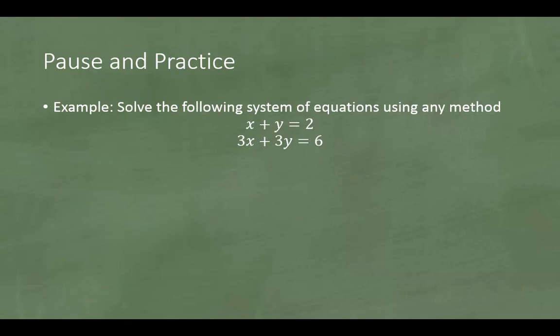So try this one on your own. Solve the system of equations using whichever method you want to. If you're going to use the substitution method, solve for y or x and substitute it into the second equation. If you're going to use the elimination method, maybe multiply the top equation by something. Maybe multiply it by what would give you the same value? -3, right? Or you can solve this using the graphing method. Graph x plus y is equal to 2. Graph 3x plus 3y is equal to 6. Right?